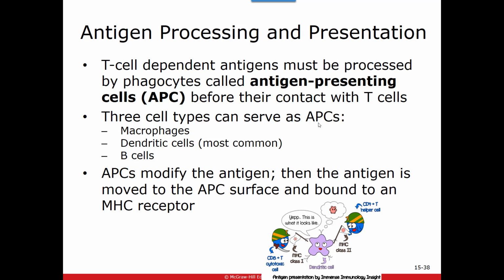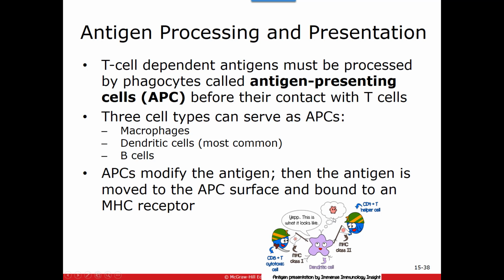Here's my little picture. I like it. Yep, this is what it looks like. Here's a dendritic cell. A dendritic cell is an example of an antigen-presenting cell. And it ate this microbe, so it's thinking about it, like, yum, that's what it is. So it ate this microbe. Now, because it's an antigen-presenting cell, it does have both class 2 and class 1 antigen.